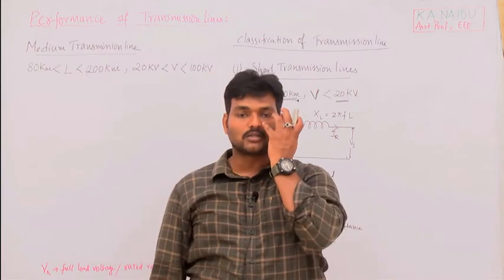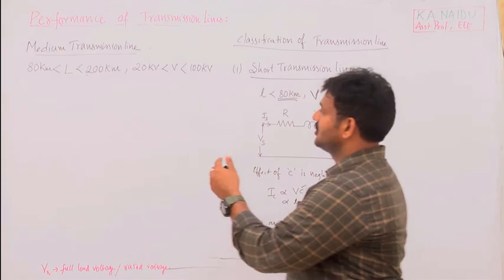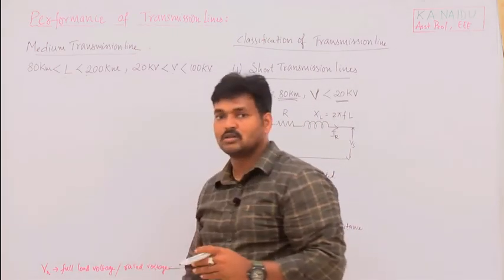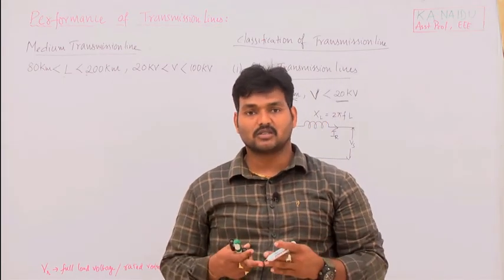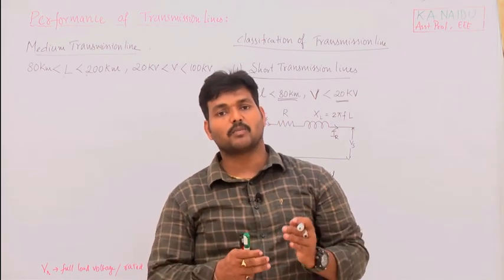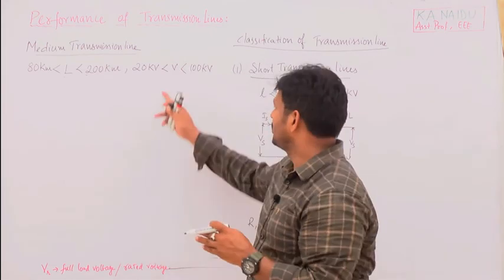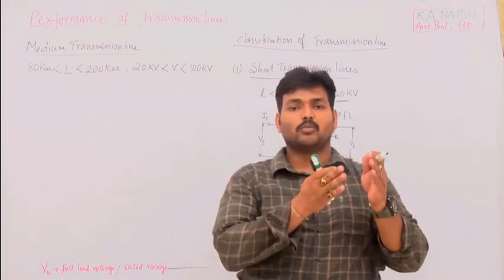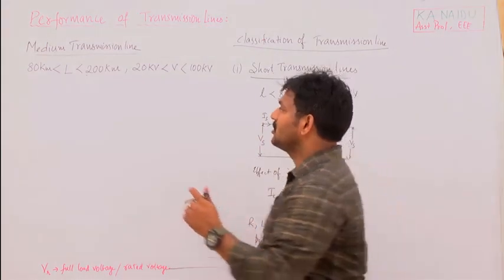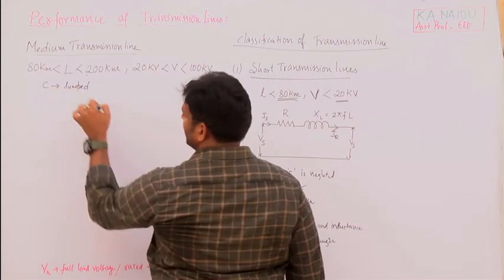Here the effect of the capacitance cannot be neglected. Why? Because the charging current is significant. That means the length is also more and the voltage is also more. Therefore, the effect of capacitance cannot be neglected. However, you can assume the capacitance to be a lumped parameter because the length of the transmission line is only 200 kilometers. It can be assumed to be lumped at one point rather than distributed over the entire line. So capacitance can be assumed to be lumped and it cannot be neglected.